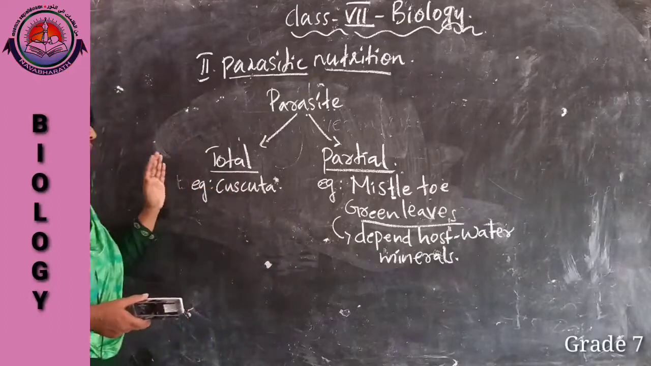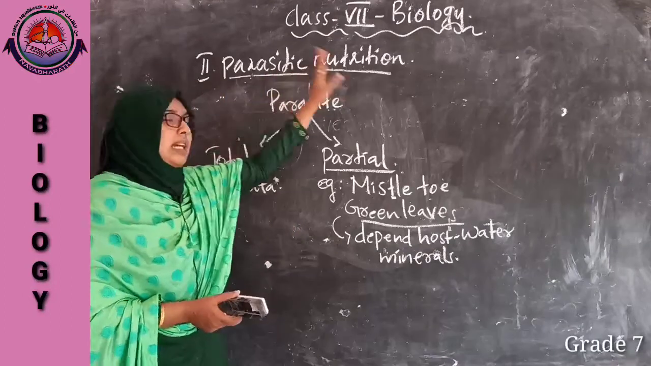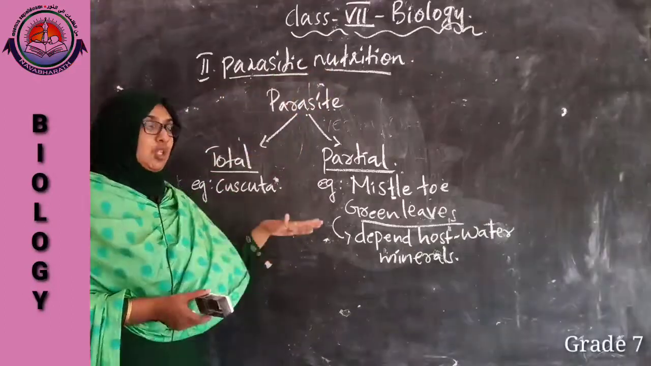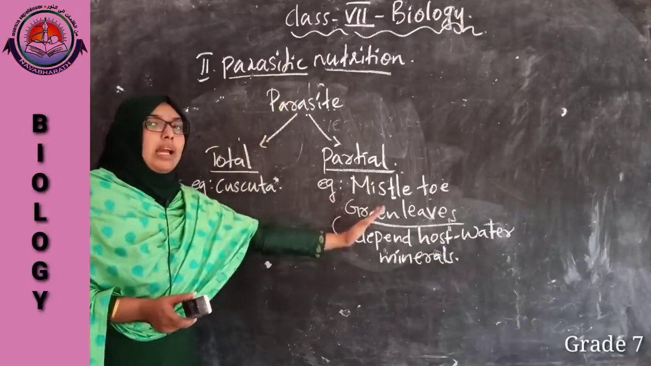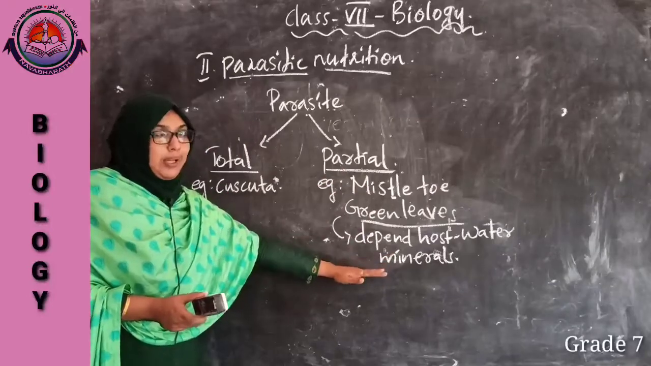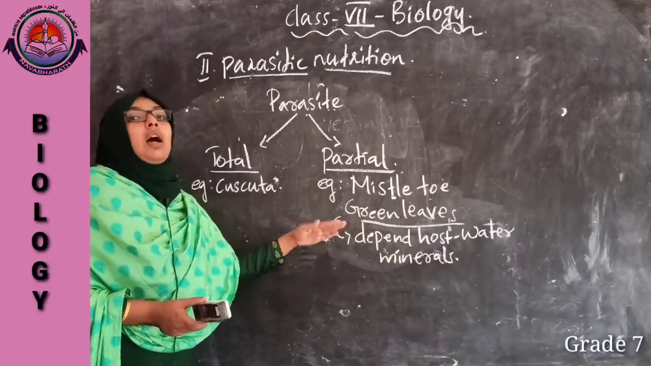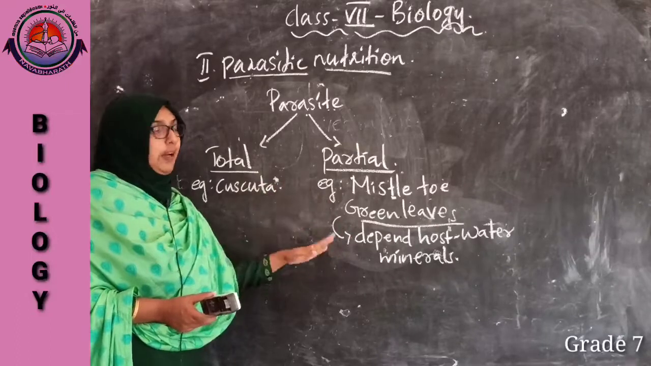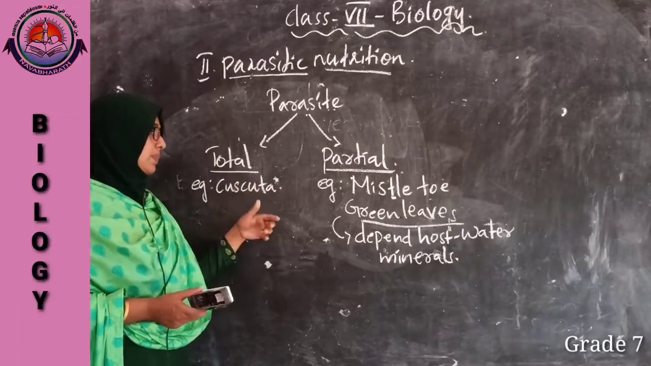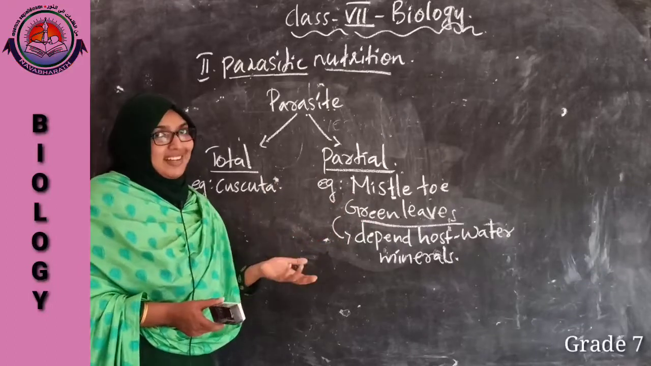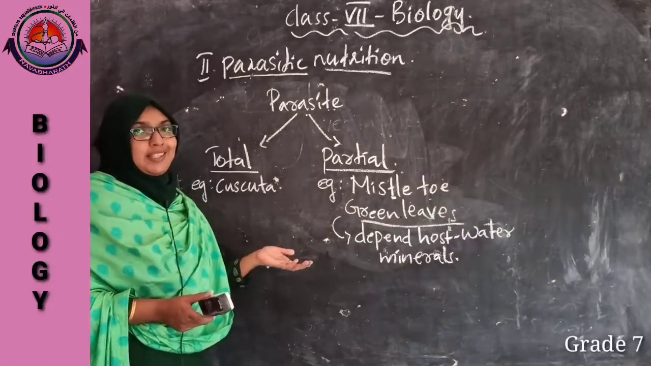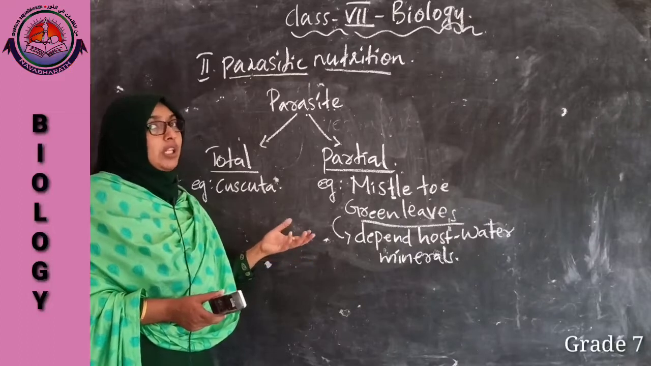Clear? So we discussed what parasitic nutrition is, its definition, example, two terms and two types with examples. Okay, I will send you the notes. Study them carefully. These are all new terms, Cuscuta, mistletoe, haustoria, so write and study to avoid your confusions. Okay, so we can move to the next topic.